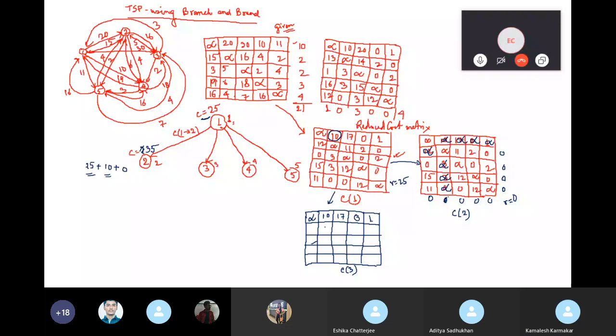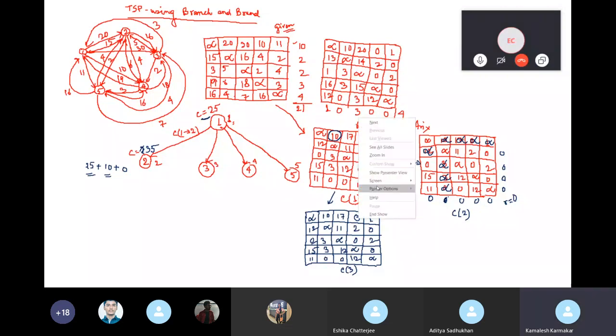Okay. Now the next value is 12, infinite, 11, 2, 0, 0, 3, infinite, 0, 2, 15, 3, 12, infinite, 0, 11, 0, 0, 12, and infinite. Okay.